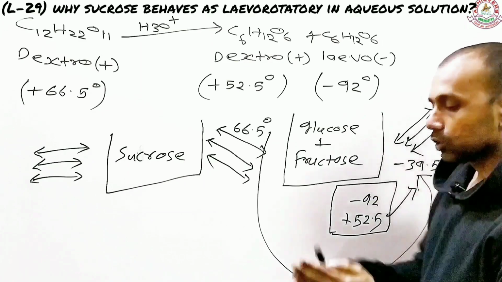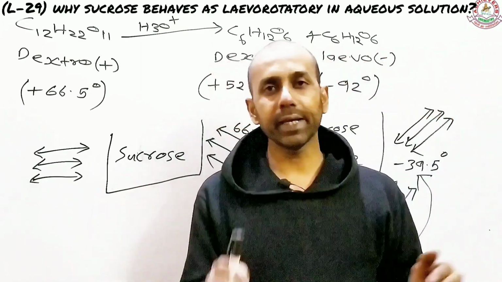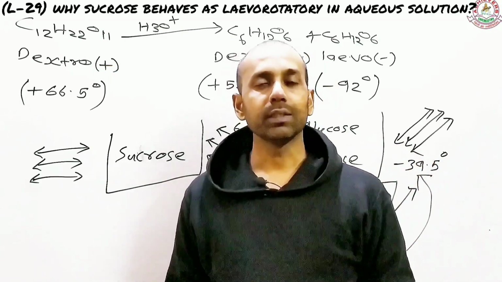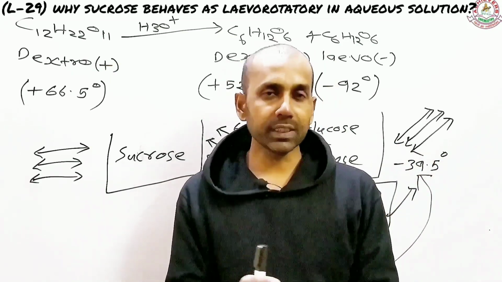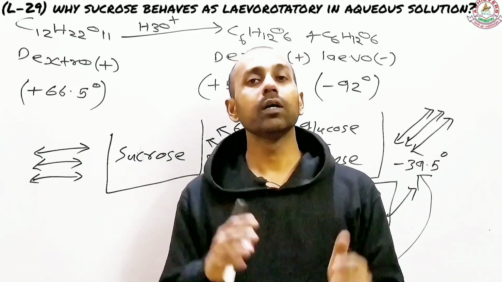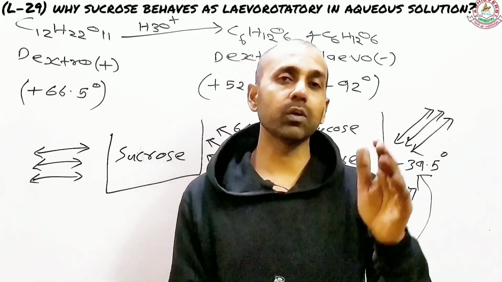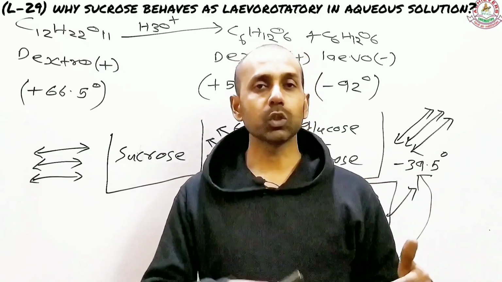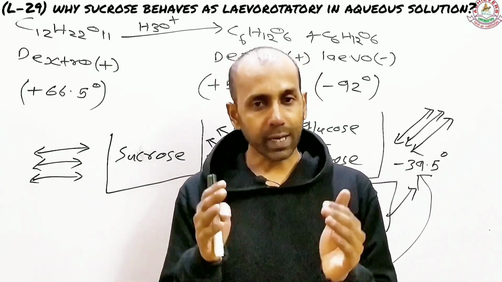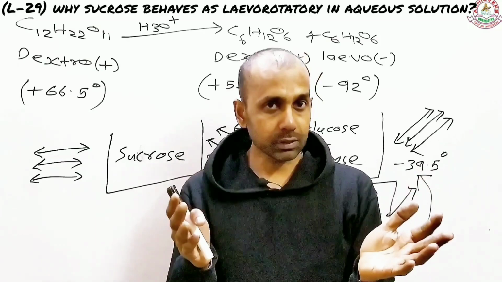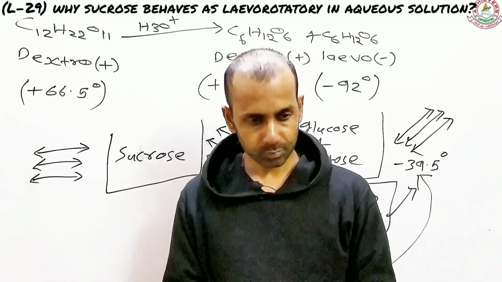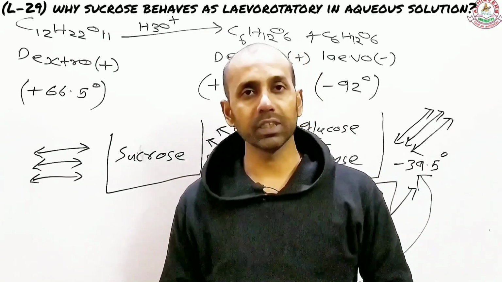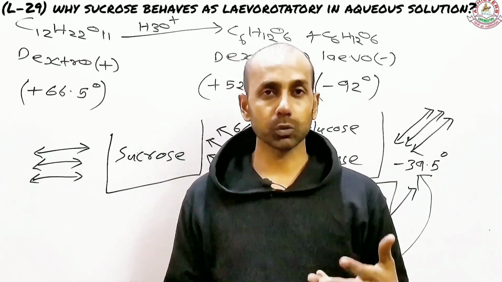So what is happening? Sucrose in its dry form was dextro, but sucrose in its aqueous form is now levo. That's the reason sucrose in its aqueous solution is also called invert sugar, because the overall configuration is changing from dextrorotatory to levorotatory. So this is something I wanted to tell you about invert sugar and sucrose.